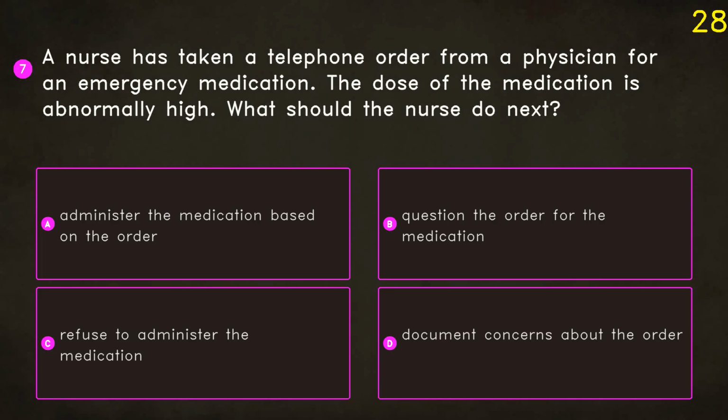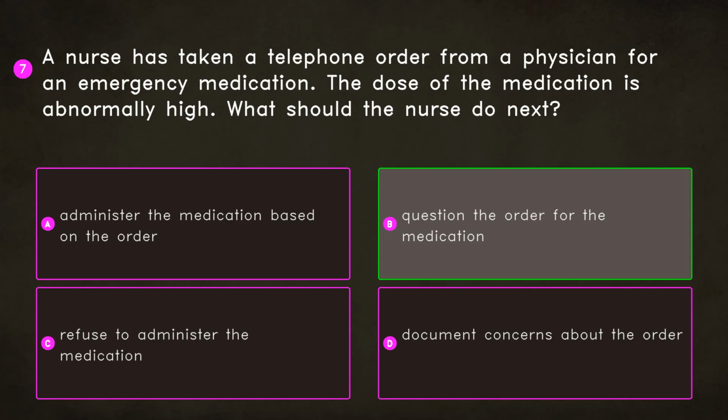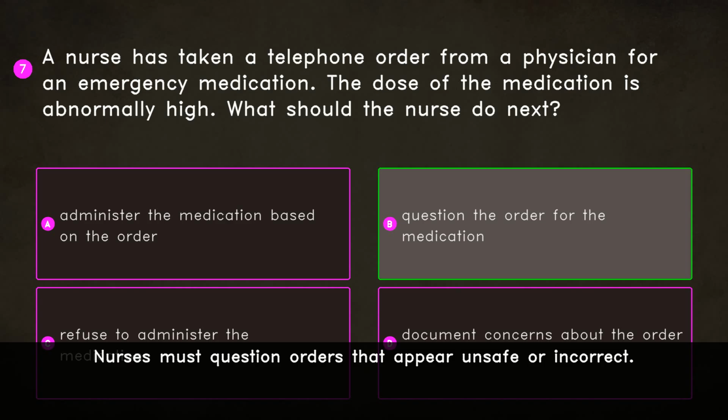Question 7. A nurse has taken a telephone order from a physician for an emergency medication. The dose of the medication is abnormally high. What should the nurse do next? A. Administer the medication based on the order. B. Question the order for the medication. C. Refuse to administer the medication. D. Document concerns about the order. The correct answer is question the order for the medication. Nurses must question orders that appear unsafe or incorrect.